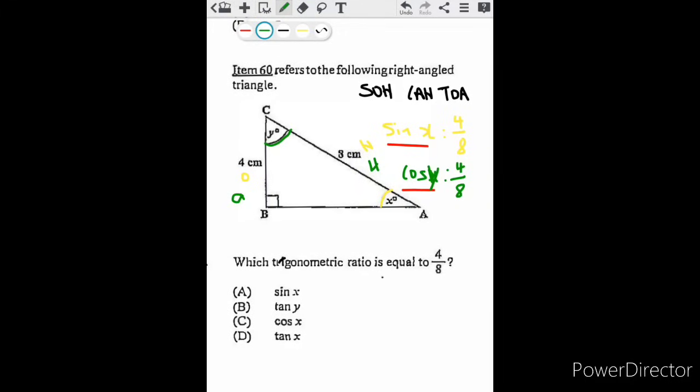Good. So these are our two options, either sine X or cos Y. Looking at our answers, sin X, so that is A. A is the only viable option we have, so that is our answer. And we are finished. That is the last question on this paper.